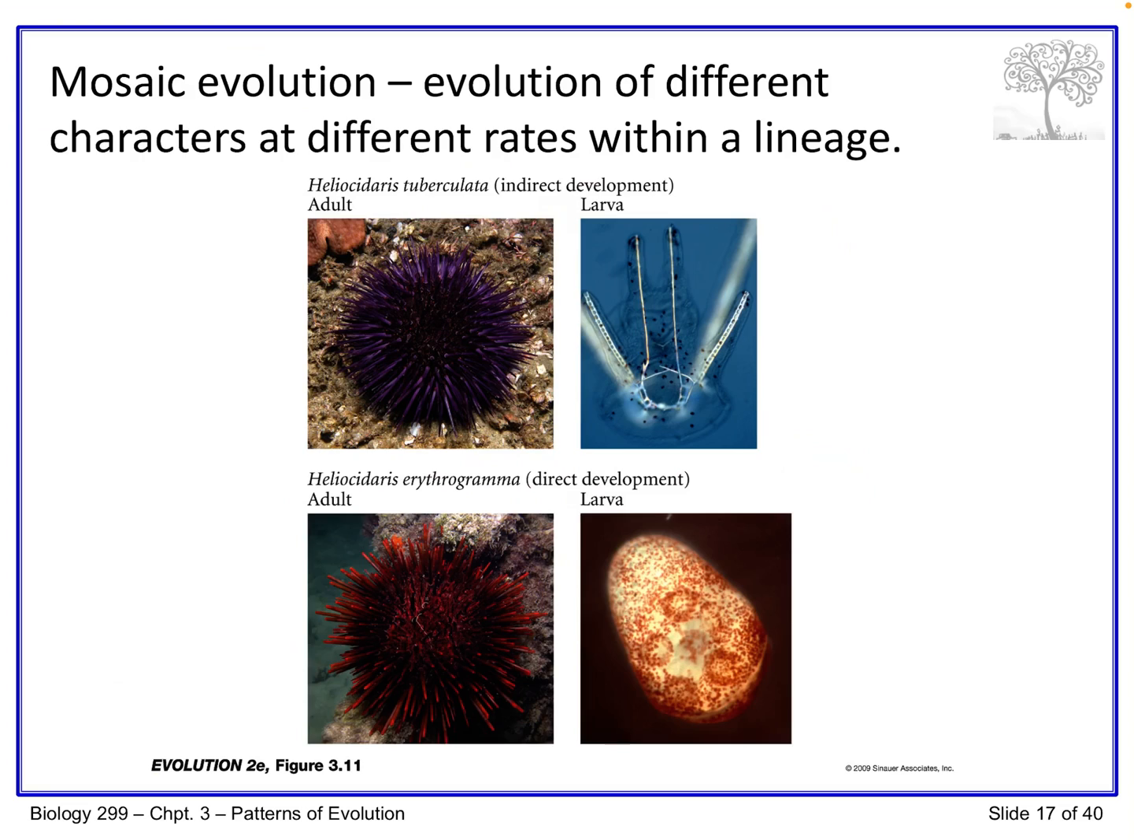All right. Our second pattern of evolution here is that rates of character evolution differ. In other words, not all characters evolve at the same rate. So this is number 2, right? Pattern number 2. So this can result in what's called mosaic evolution, which you see examples of here. The evolution of characters at different rates within a lineage.